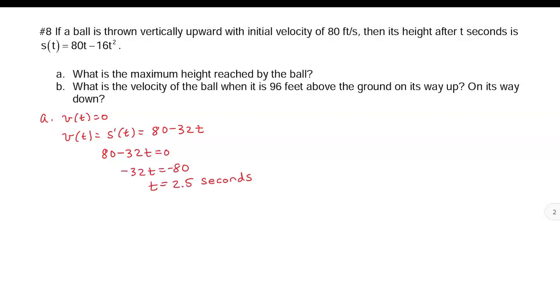So we have t equals 2.5 seconds. Now we need to know the maximum height. So go back to the position function and substitute in 2.5. So let's evaluate for 2.5. That would be 100 feet.